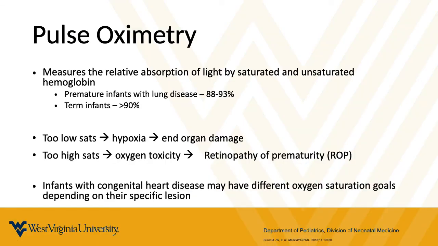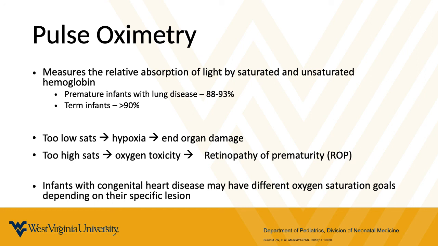Pulse oximetry measures the relative absorption of light by saturated and unsaturated hemoglobin. Oxygen saturation goals can be different for each patient, and it's important to know these goals. In general, for premature infants with lung disease, an acceptable oxygen saturation would range from 88 to 93%. For full-term infants, acceptable oxygen saturations are above 90%.